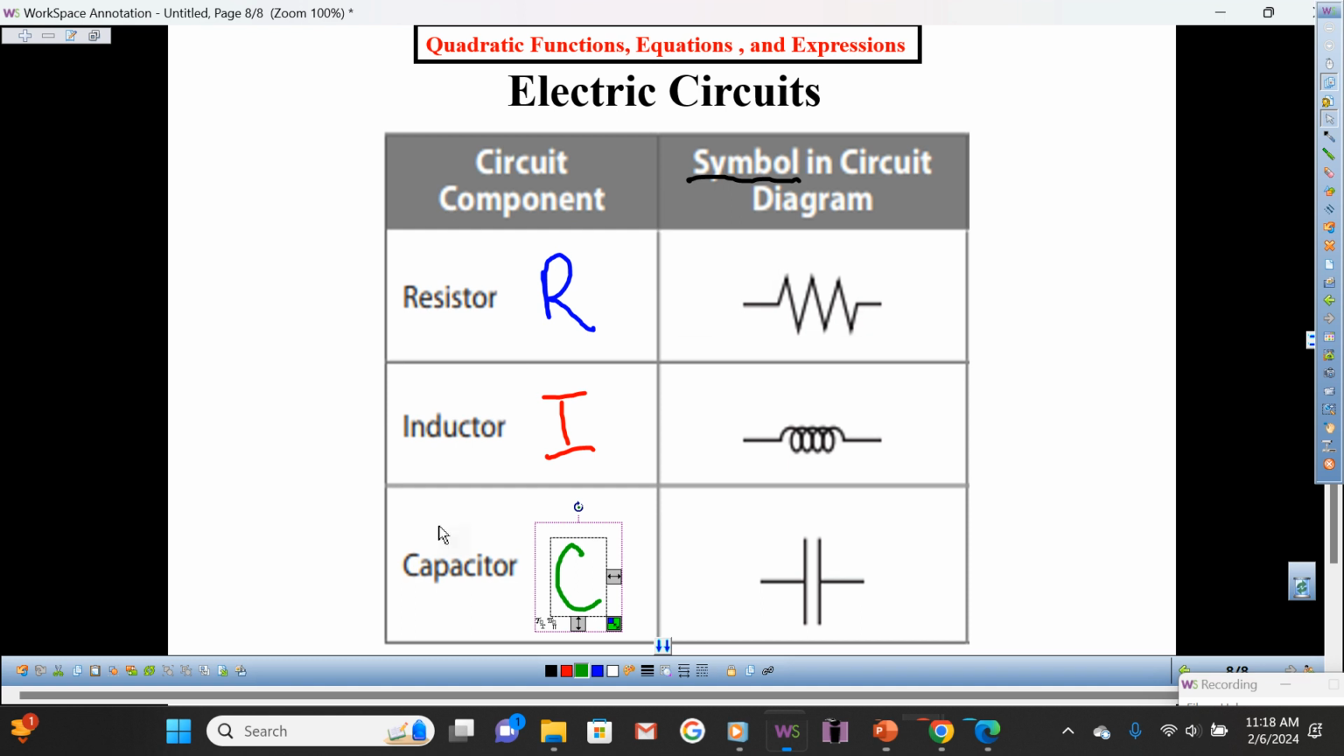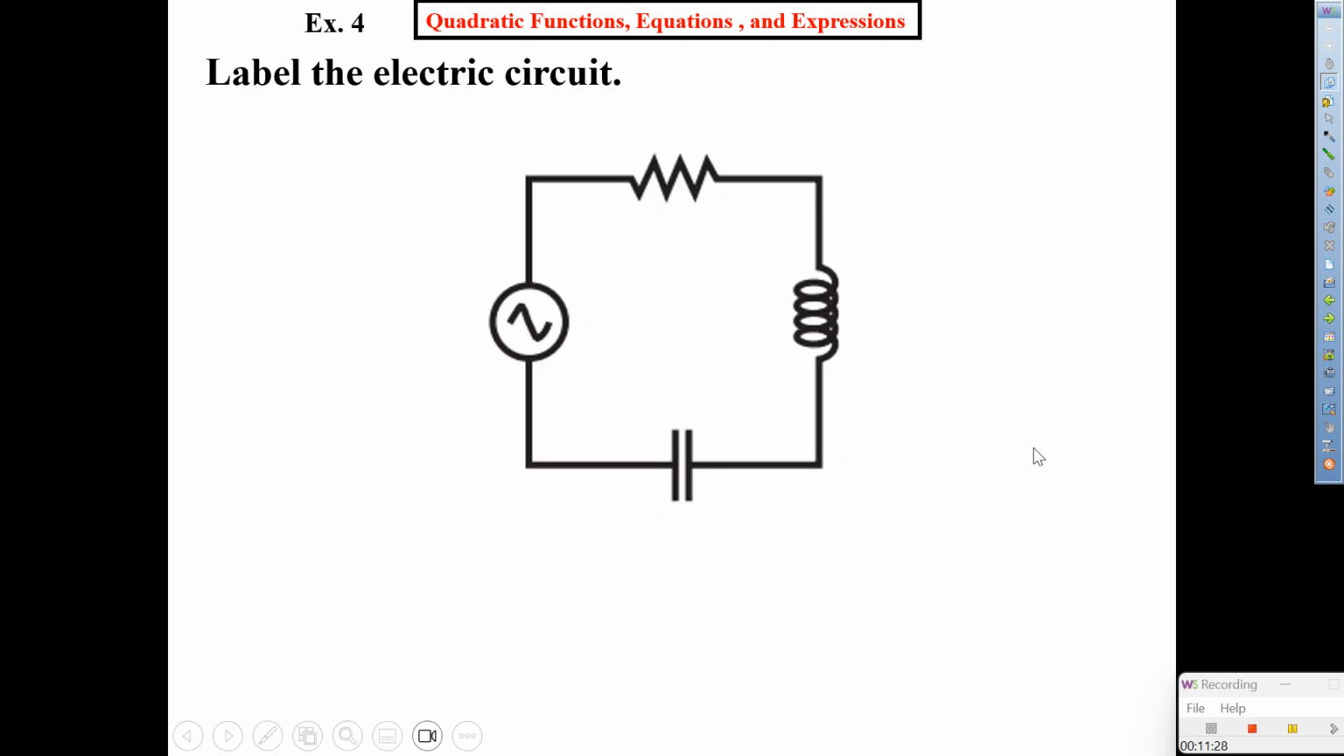So what we're going to do next, guys, I'm going to give you an actual circuit. You're going to look at it, and I want you to label it. So you copy it on your paper, and I want you to label it just with a letter so that you know what each component is. Here we go. Copy that, example 4. It says label the electric circuit. So copy this.